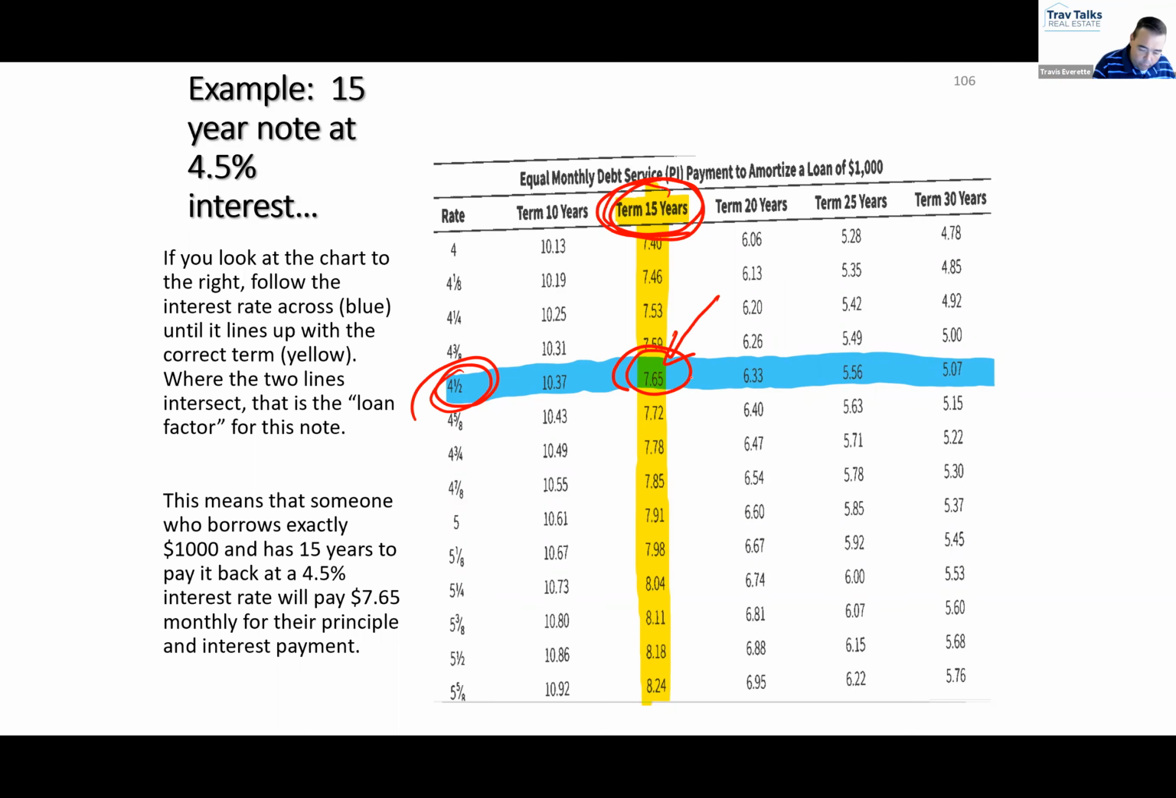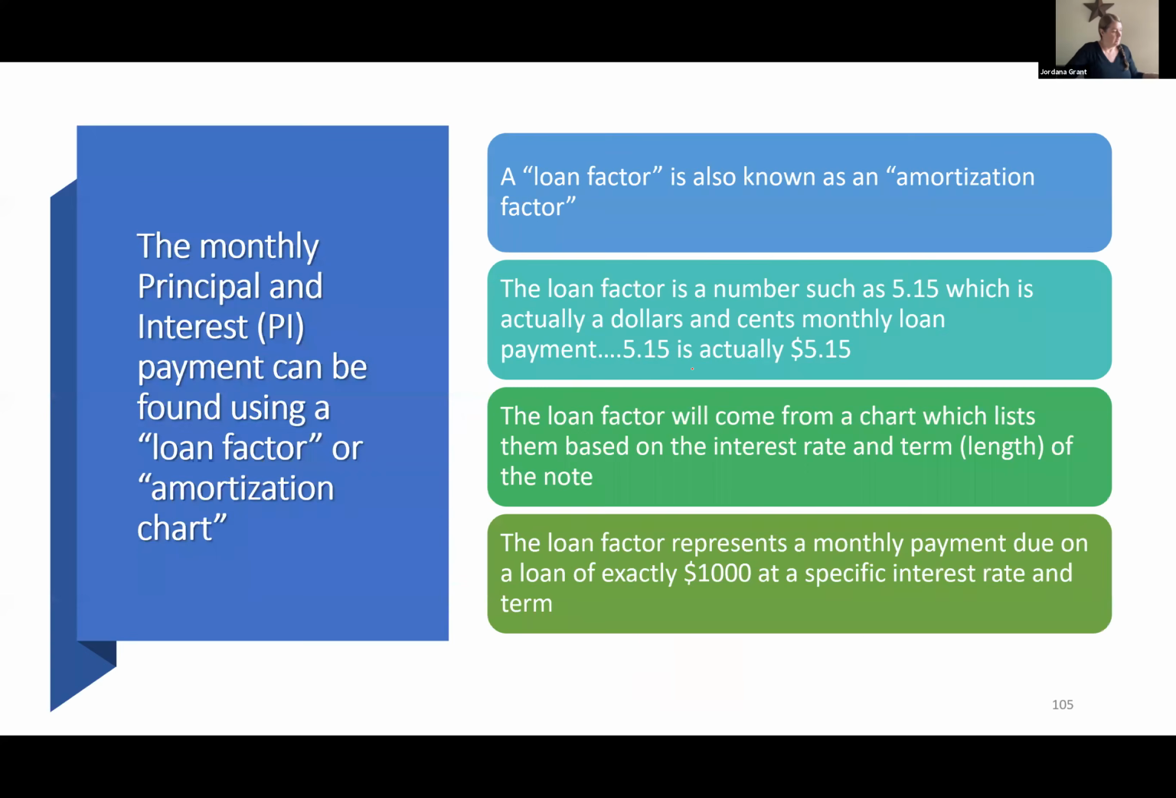Of all those numbers on the chart for that loan, we only care about how many numbers on that chart? That one, 7.65. Does everybody see that? Yes. So now let's talk about what that number represents. The number that you find on the chart represents the monthly payment on that loan, if the borrower borrowed exactly, no more, no less, $1,000.